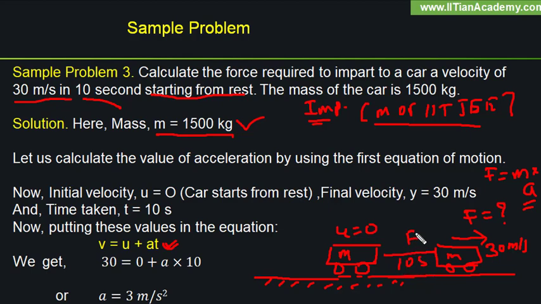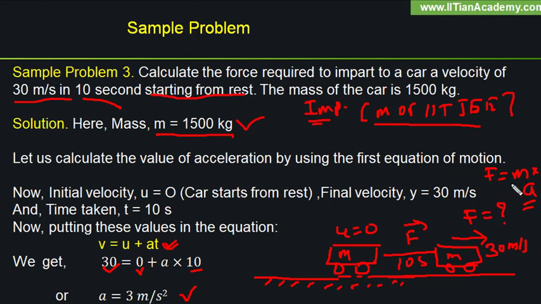So for 10 seconds you applied the accelerator, and then the car moved to 30 meter per second from the start. So put it in this equation. V is how much? 30. Initial velocity is how much? Starting from rest, 0. Time is how much? 10 seconds. So acceleration is 3 meter per second square.